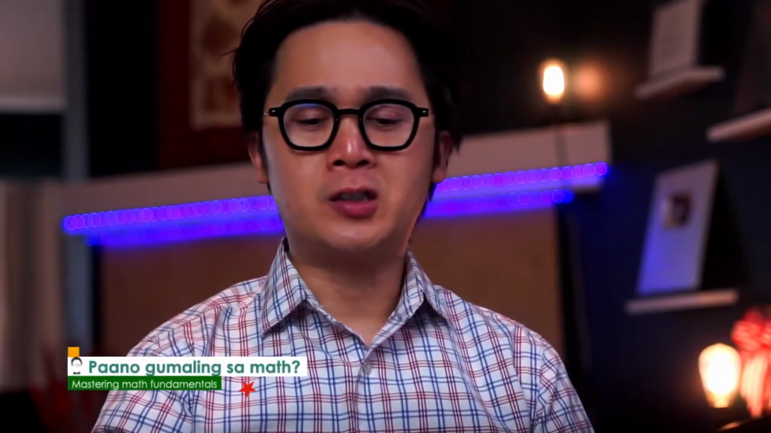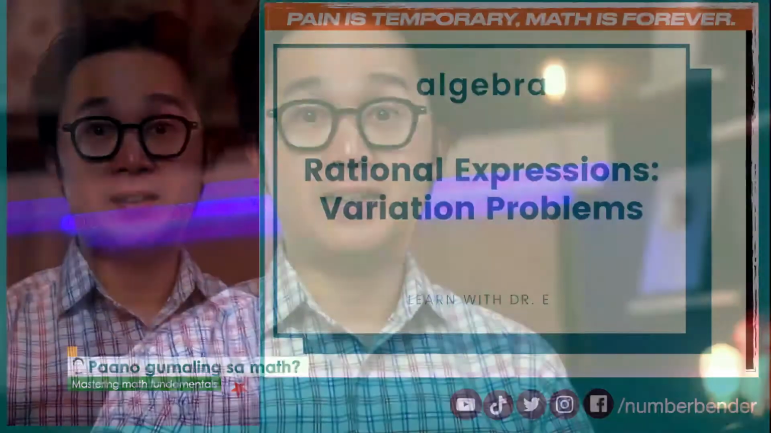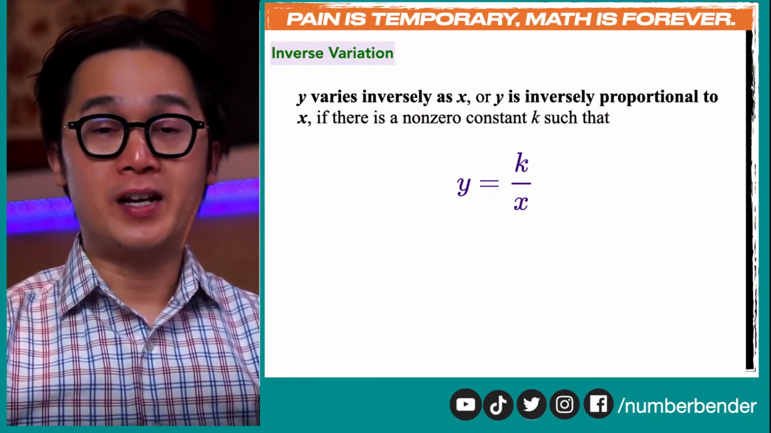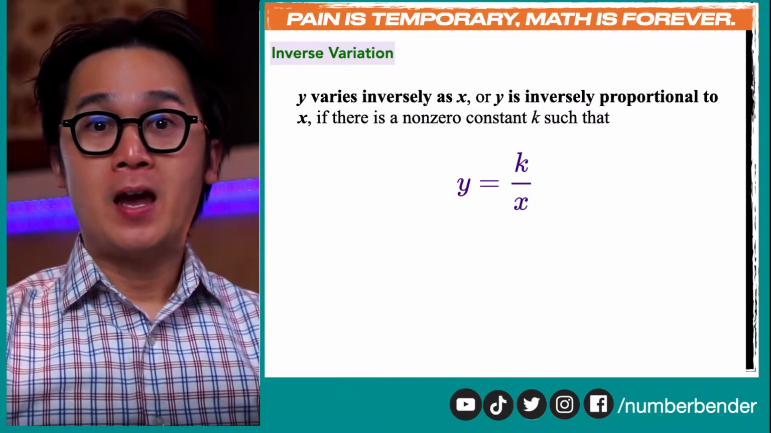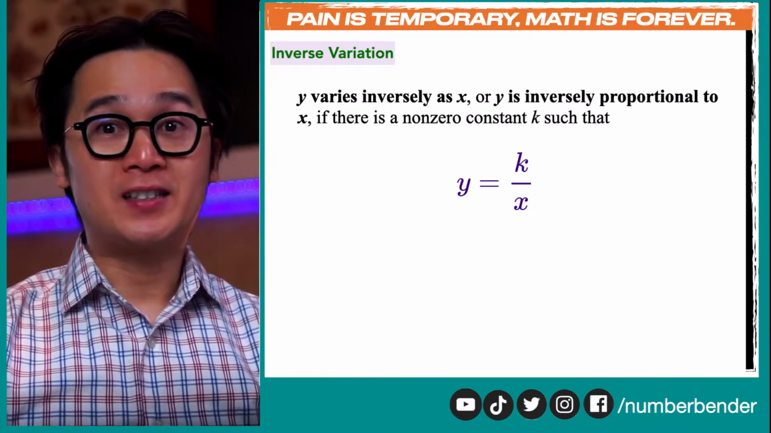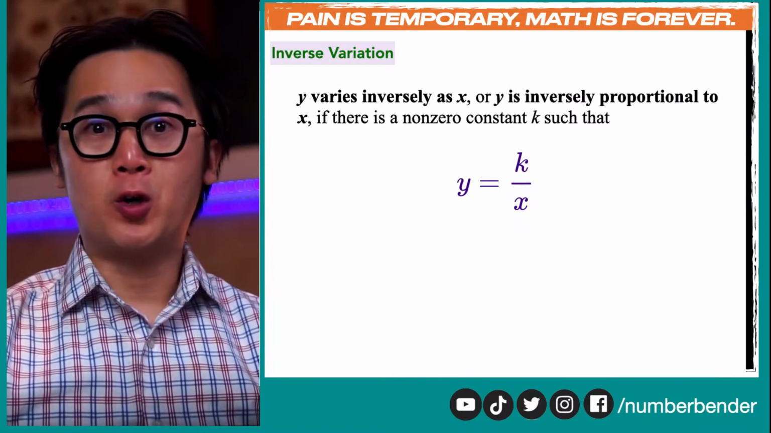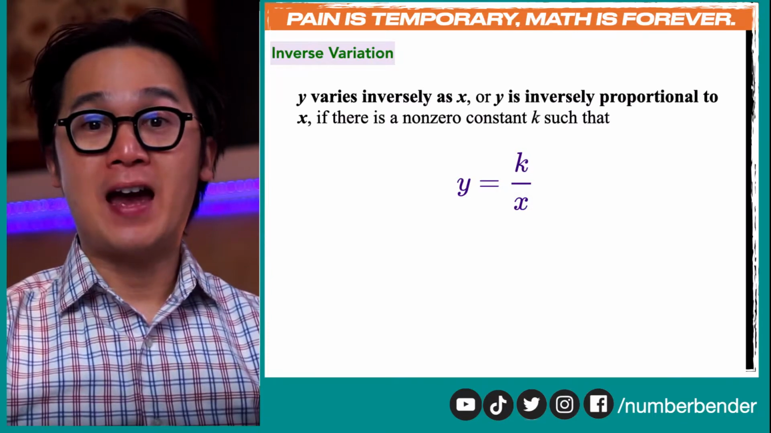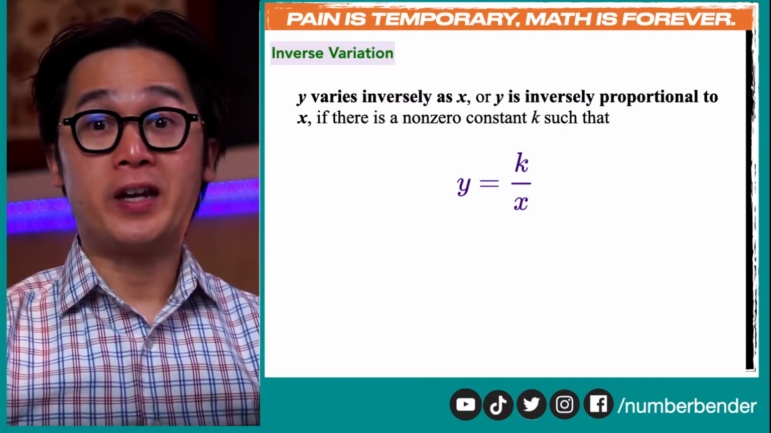From our previous lesson, we talked about direct variation, wherein if input is increasing, output is also increasing. And for today, we're going to be working on a different type of relationship between two quantitative data sets, which is called inverse variation. According to the definition, y varies inversely as x, or y is inversely proportional to x, if there is a non-zero constant k such that y is equal to k all over x.